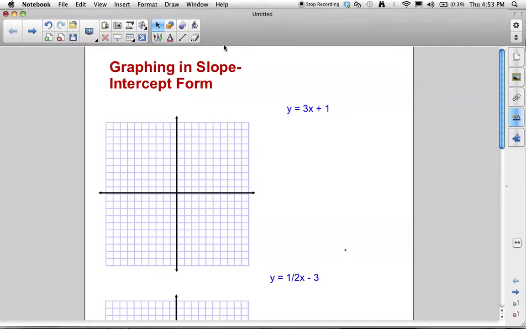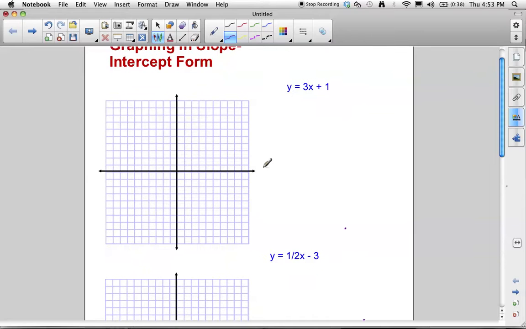Hello, and welcome to our review on how to graph an equation. This is a prerequisite for graphing systems, so if you forgot it from our last target, I'm going to review it quickly with you. How to graph a line.